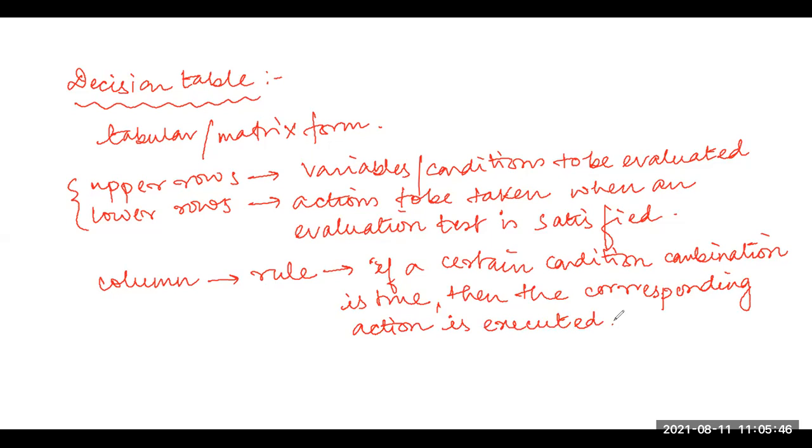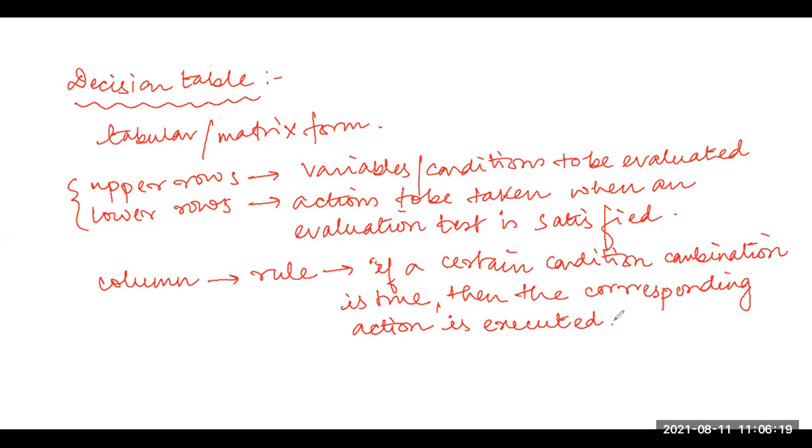Okay. So these are the basic concepts of the decision table, where the upper rows represent the variables or conditions which I want to check. The lower rows of the table represent the actions which are to be taken after the conditions are evaluated. And each and every column is called a rule. The rule implies that if a certain condition combination is true, then the corresponding action is taken. Okay. Now, these are the concepts.